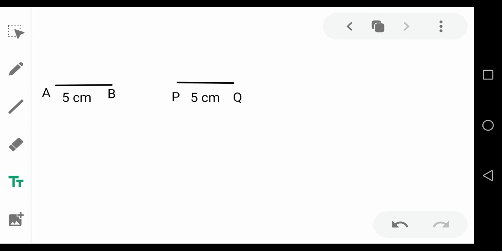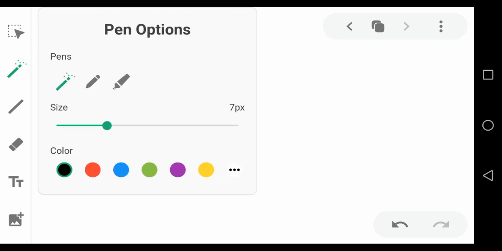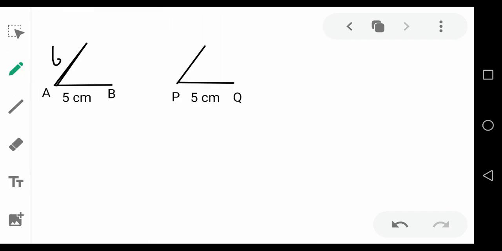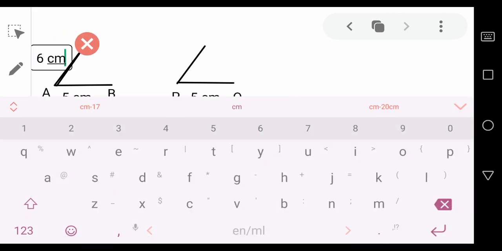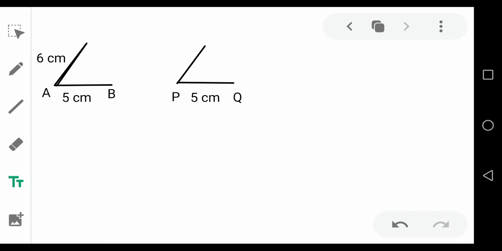Now I am going to draw the second side of these two triangles. So two sides are there, and I am taking the measurement as 6 centimeters. So this is 6 centimeter. Same way, this side also 6 centimeter.